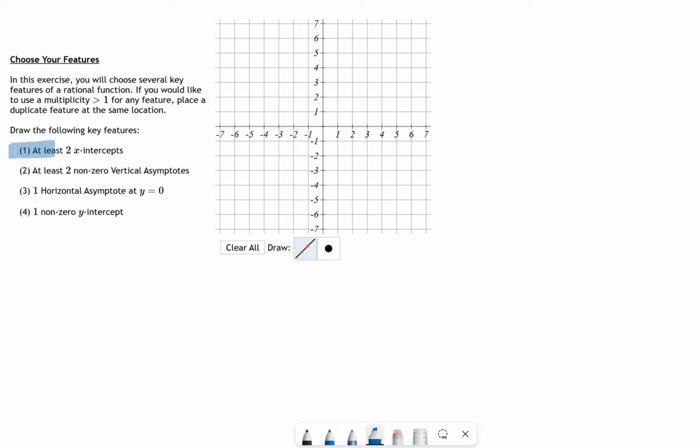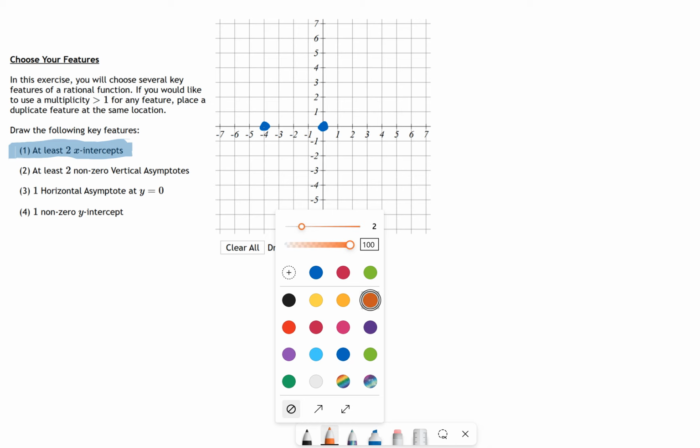So the first thing it tells us to do is make two x-intercepts. And you can make more than two, but we're going to pick at least two. And I'll just pick them at -4. And I don't know, let's mix things up a little bit and put one right here at the origin. Okay. Next, I want vertical asymptotes.